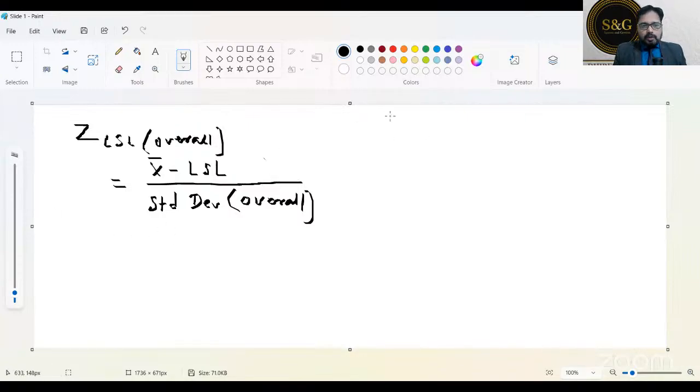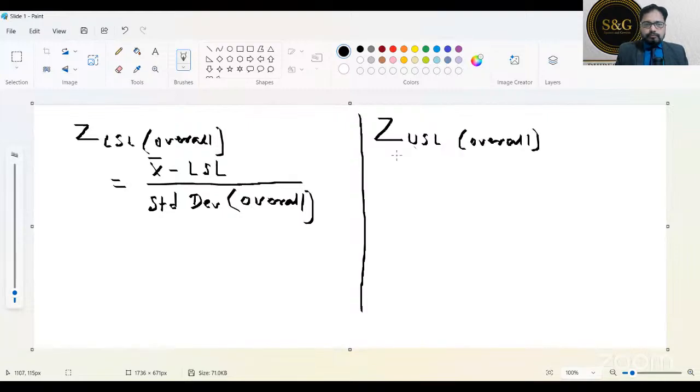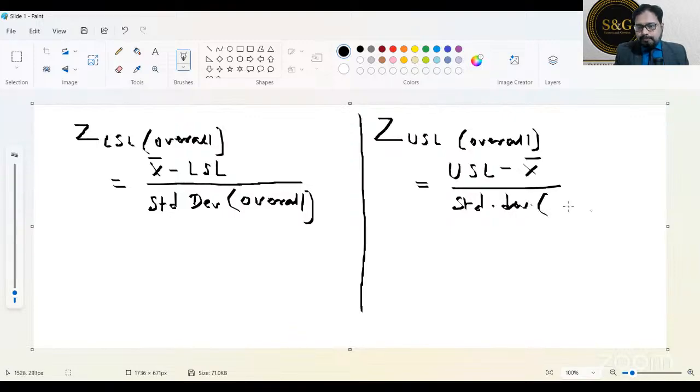And on the other side I am writing ZUSL overall. The formula is USL minus X bar divided by standard deviation overall. Okay, have you taken this? Just make a note of this first, and take a screenshot of this again.